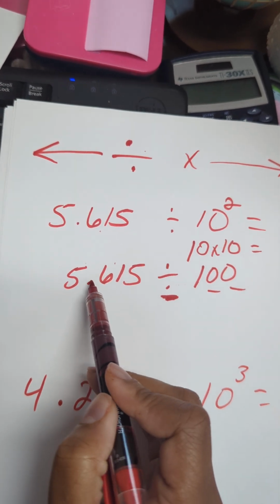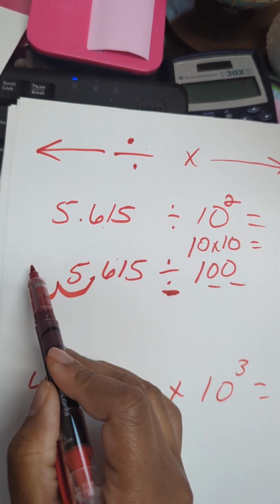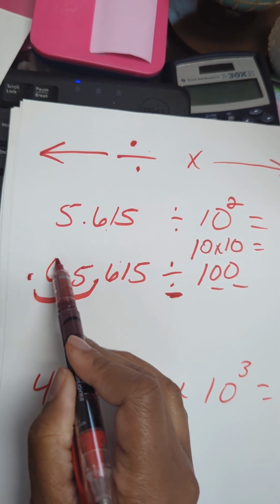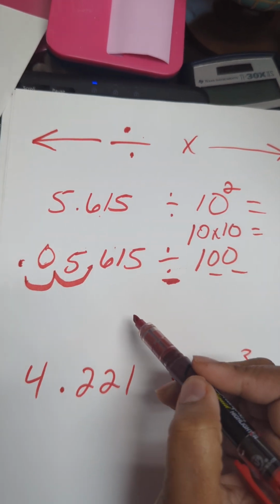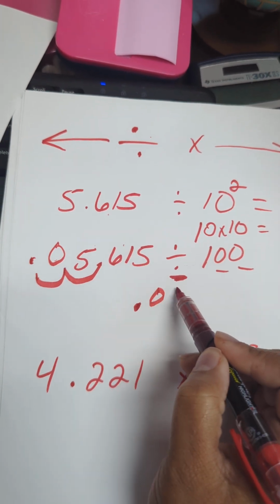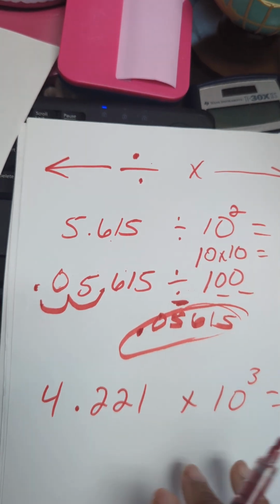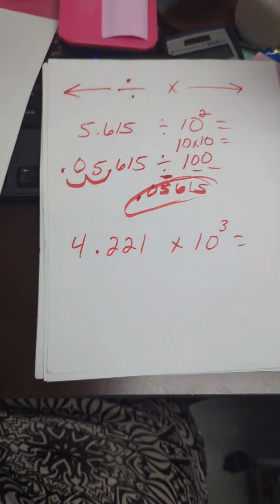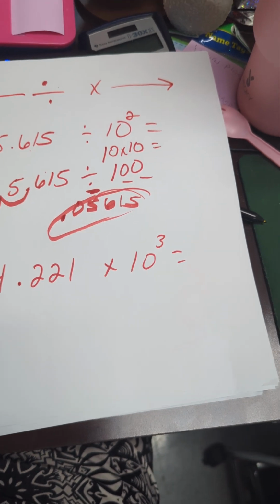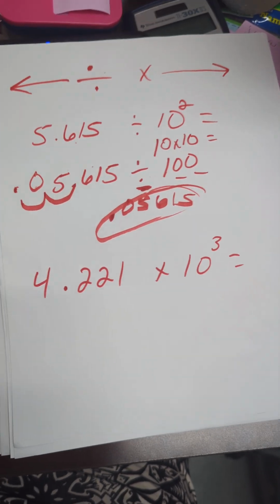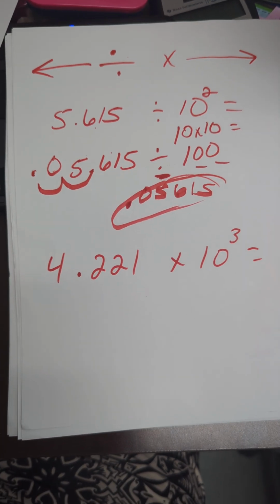So let's get ready to move the decimal. 1, 2, replace the decimal, fill in the empty space with a 0. So our answer here is decimal 05615. If you don't believe it, parents, put it in a calculator, okay? This is a really easy peasy lemon squeezy way to get students to understand the power of 10 numbers, okay?